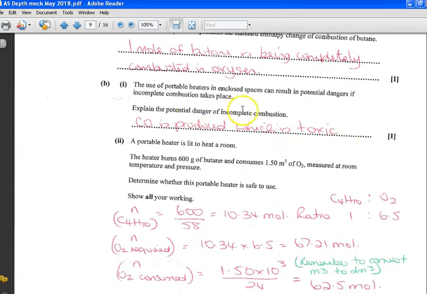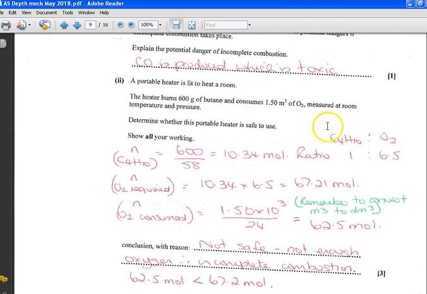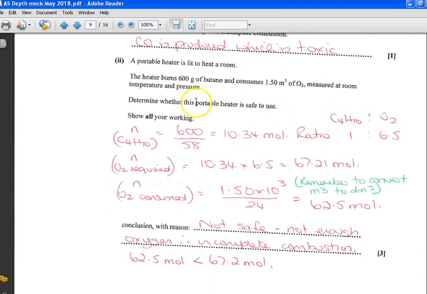What's the potential danger of incomplete combustion? It's the production of CO, carbon monoxide, which is toxic. And then you're asked to have a look to see whether or not a heater would be safe burning in a room where it consumes a certain amount of oxygen. Okay, so you need to work out how many moles of butane you've got here.